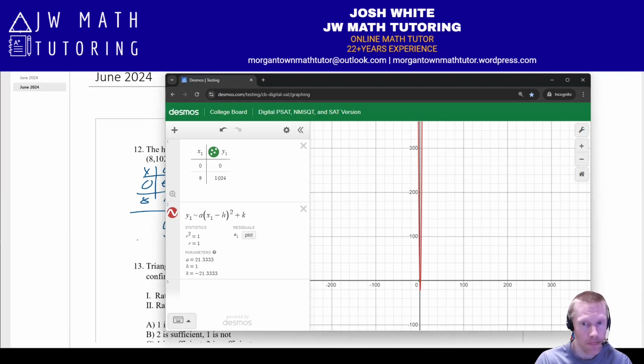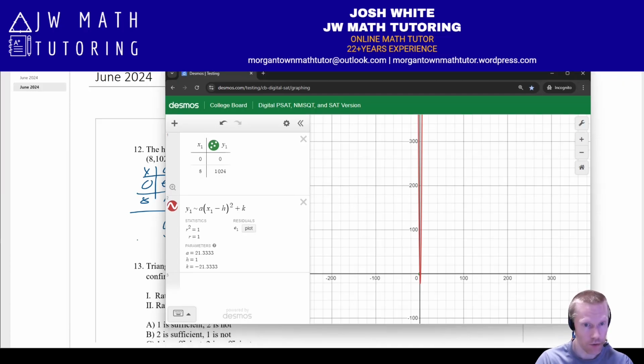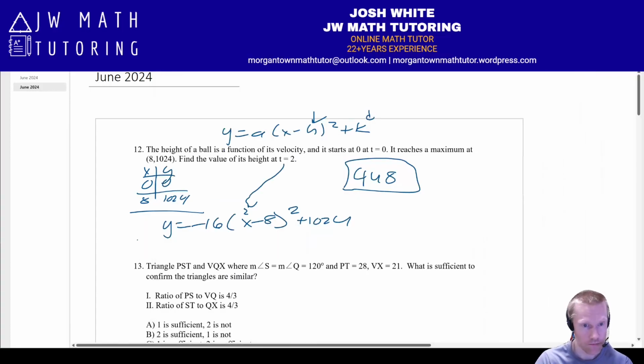So the problem is I'm only giving Desmos 2 points, but there are 3 constants it has to find, a, h, and k. So that's why it ends up giving me a different answer, which is not the one I want, because it's treating 8, 1024 as just a general point on the graph. It's not treating it specifically as the vertex or the maximum value on the graph, okay? So that's why you have to put the 8 down here and you have to put the 1024 here to actually get the correct answer.